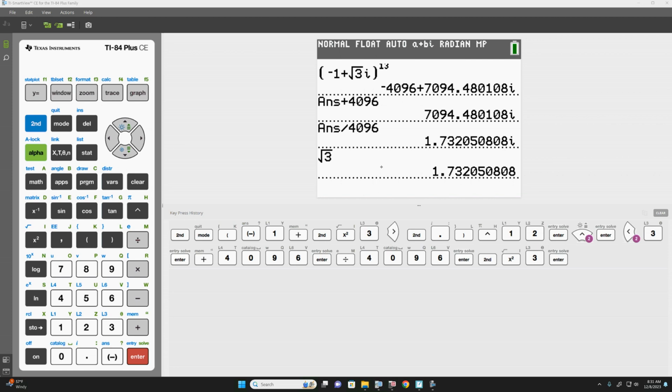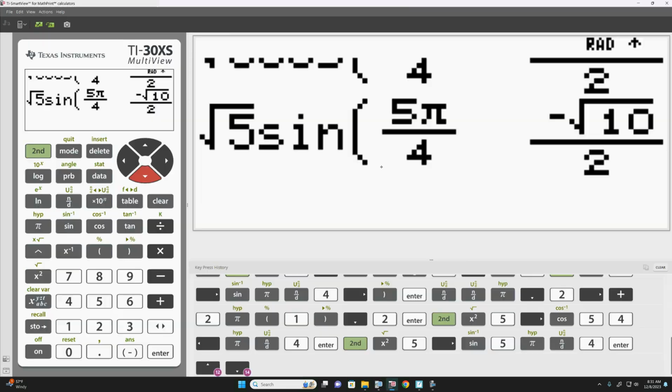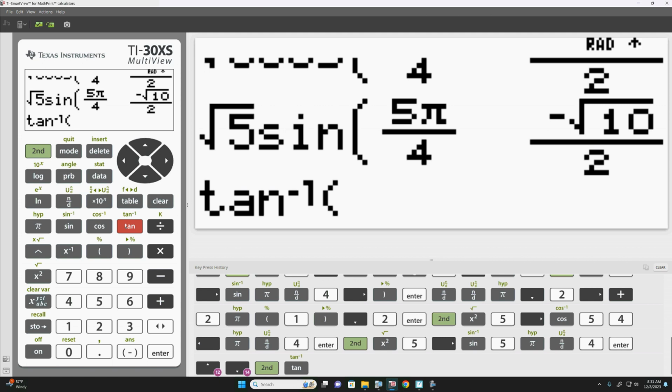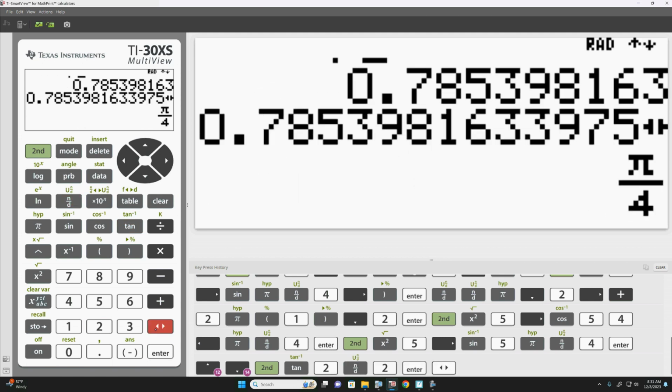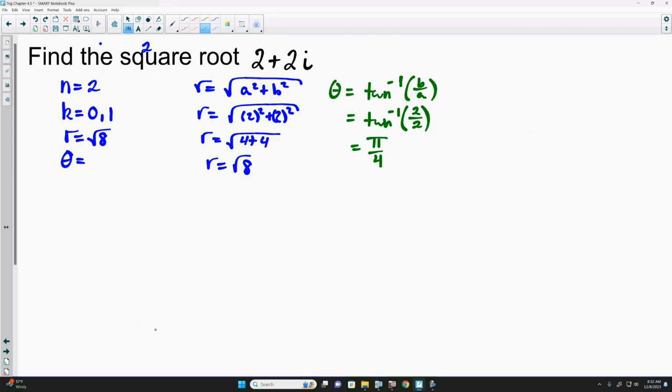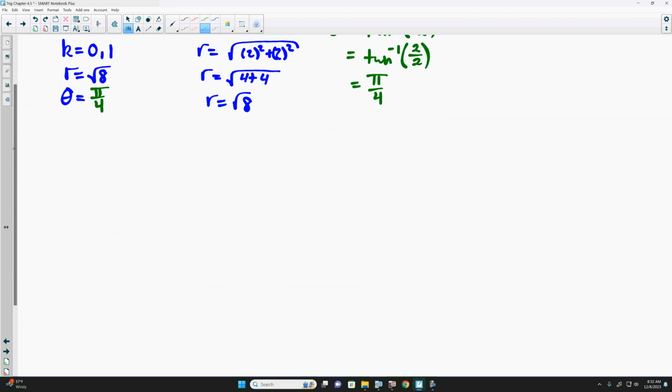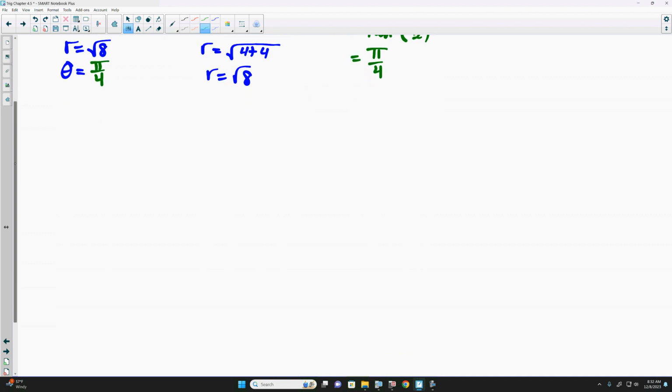The calculator. One more time. Tangent inverse of 2 over 2 is this decimal, or pi over 4. Questions on how we found this here? Now we've seen how the formula works.